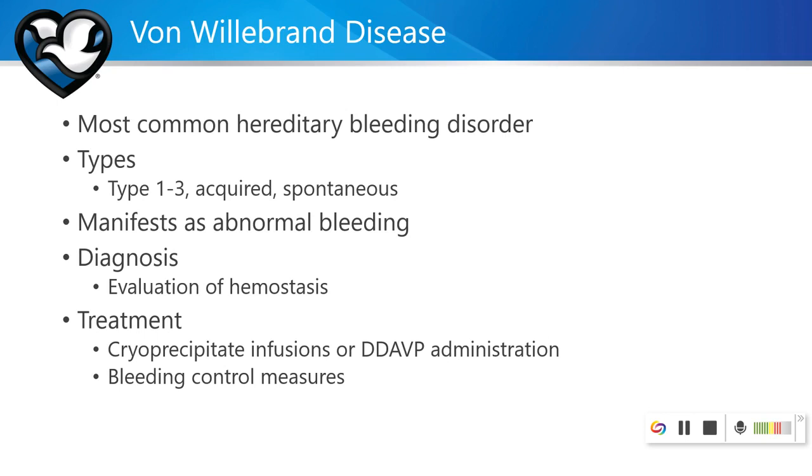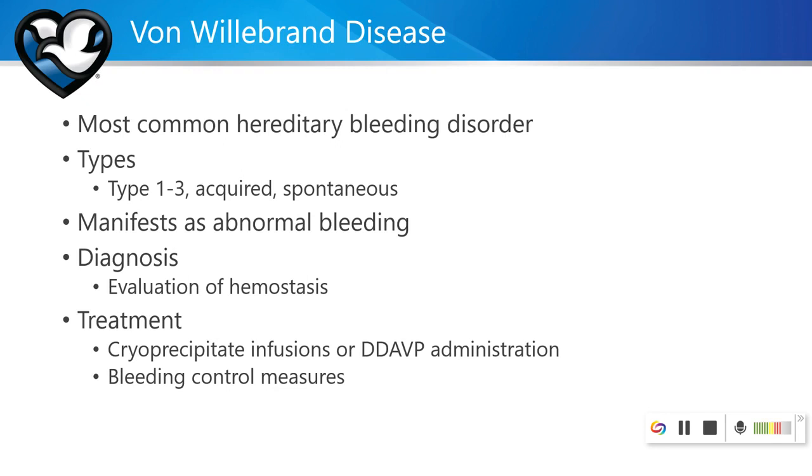Von Willebrand disease is the most common hereditary bleeding disorder. It results from a mutation on chromosome 12 that causes a deficit of von Willebrand factor, which ordinarily causes platelets to aggregate and adhere to the vessel wall in times of injury.